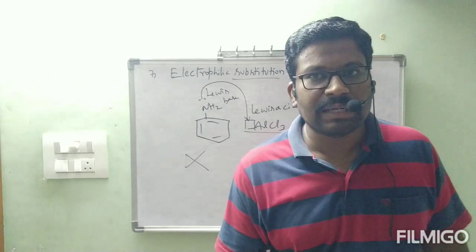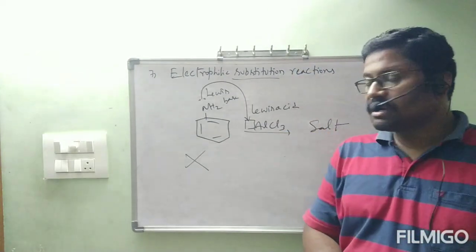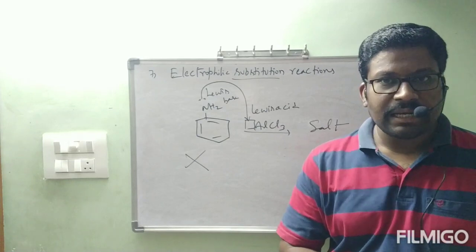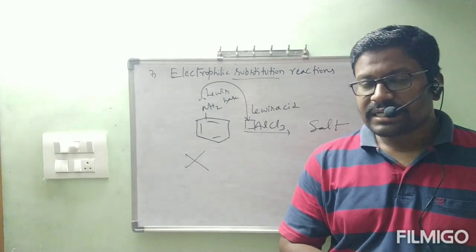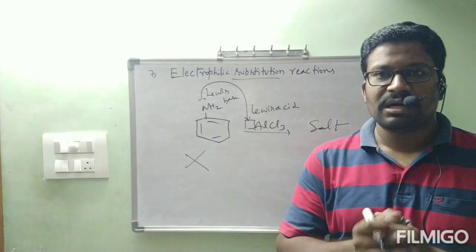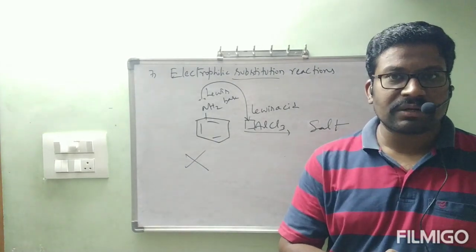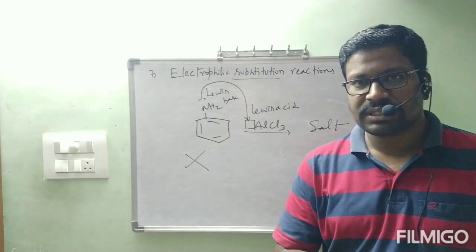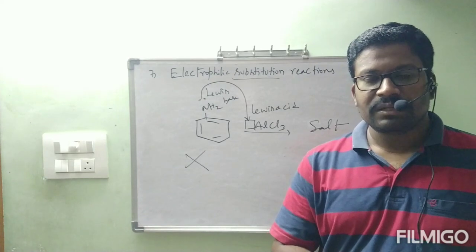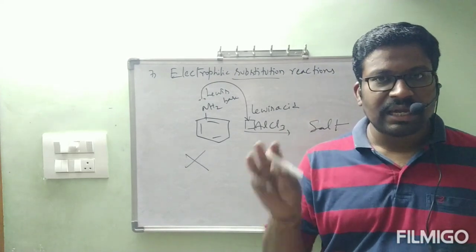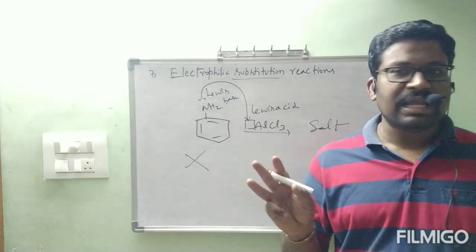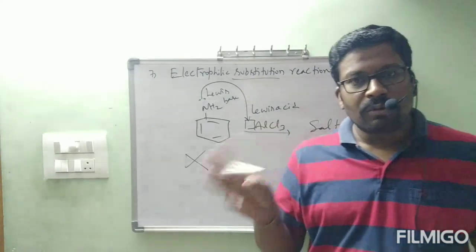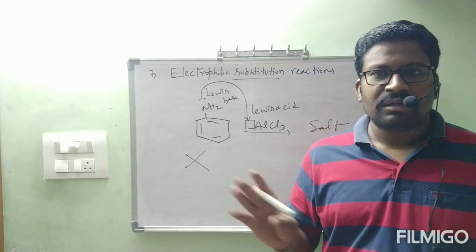Note down the point clearly: Friedel-Crafts acylation and Friedel-Crafts alkylation reactions will not be undergone by aniline, because when aniline reacts with AlCl3, it will form a salt. That salt will not undergo further reaction with CH3COCl as well as CH3Cl. So we have only three reactions in aromatic amines. Those three electrophilic substitution reactions are: first bromination, second nitration, third sulfonation.